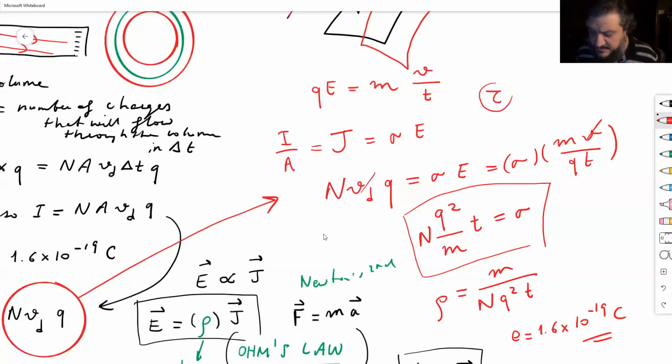In the next chapter, we're going to talk about actual circuits, DC circuits. It will involve resistors and also capacitors. And then we can move on to magnetic fields after that.